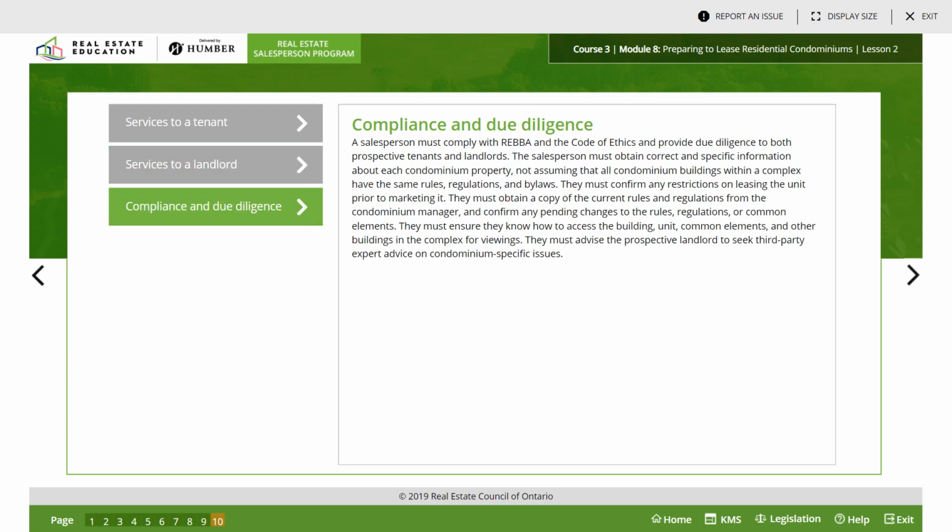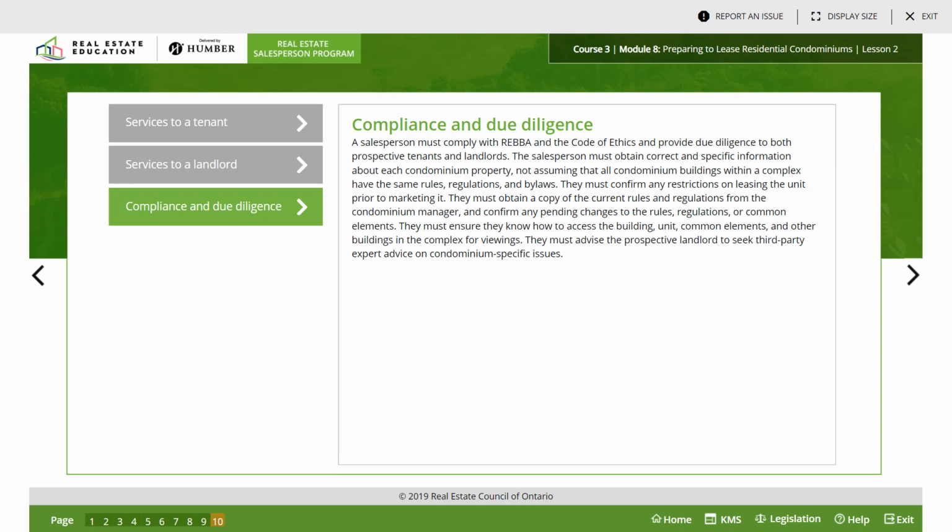Compliance and due diligence. Basically, a salesperson must comply with REBA and the Code of Ethics and provide due diligence to both prospective tenants and landlords. You must obtain correct and specific information about each condominium property, not assuming that all condominium buildings within a complex have the same rules, regulations, and bylaws. They must confirm any restrictions on leasing the unit prior to marketing it. They must obtain a copy of the current rules and regulations from the condominium manager and confirm any pending changes to the rules, regulations, or common elements.